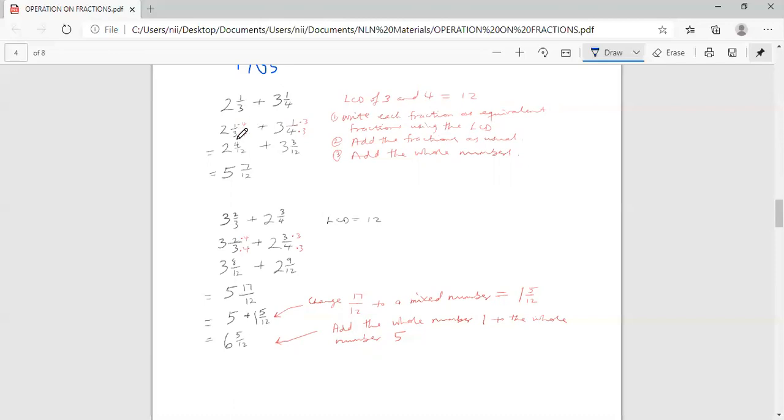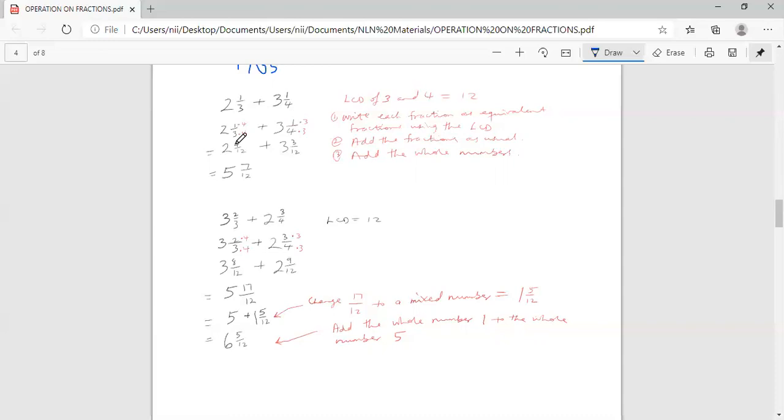Whatever I do to the denominator, do the same thing to the numerator. So 1 times 4, which is 4. Do the same thing here. How can I get 12 in the denominator? 4 times 3 gives me 12. So whatever I do to the denominator, do the same thing to the numerator. So multiply the numerator also by 3. So I have 3 out of 12. So these are equivalent fractions.